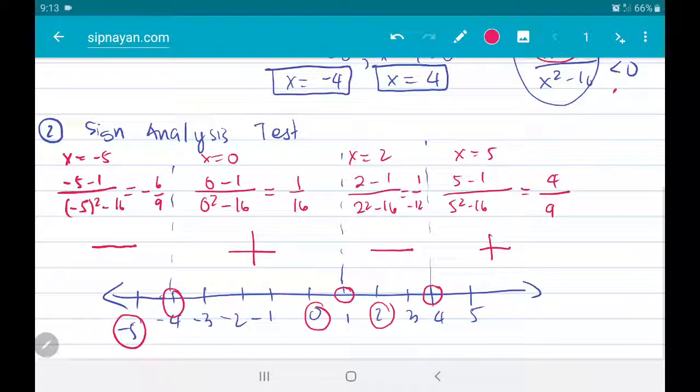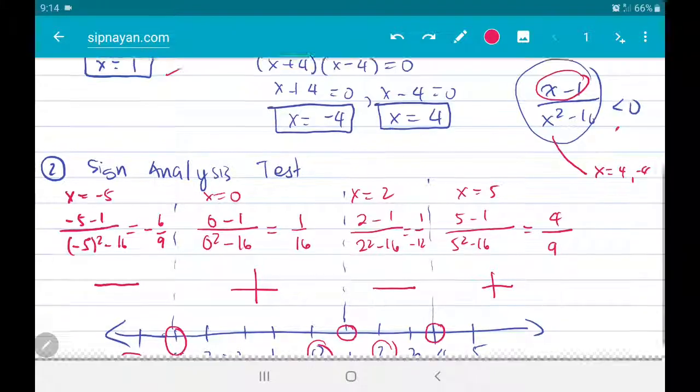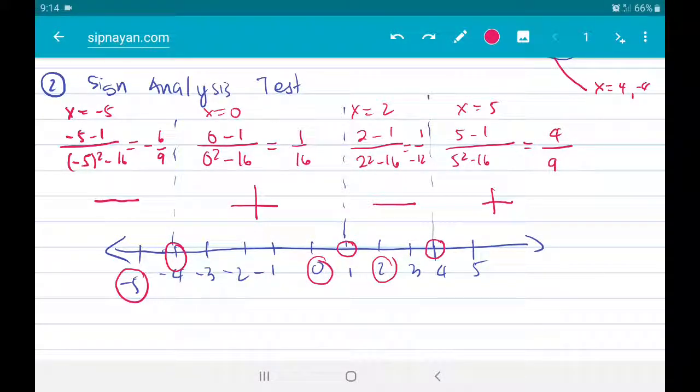So, at x equals negative 4, tignan nyo to. At x is equal to negative 4, saka 4. Magiging 4 squared minus 16, magiging 0 to. Saka negative 4 squared is also 16. So, magiging 0 yan, which means na undefined ito kasi yung denominator natin 0, di ba? Which means hindi kasama sa solution. So, hindi na pwede yung 4 saka negative 4, hindi na siya kasama, no? At x equals 1, no?